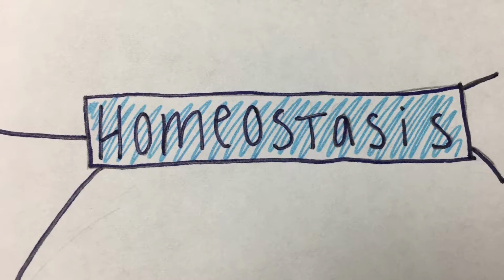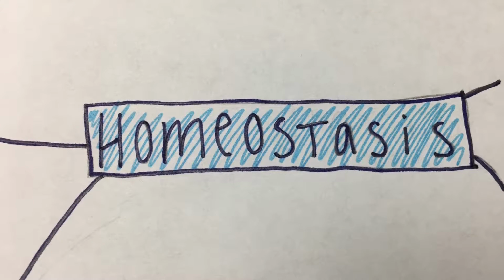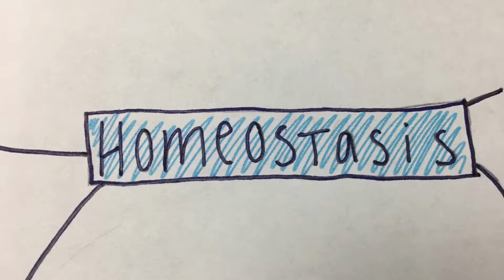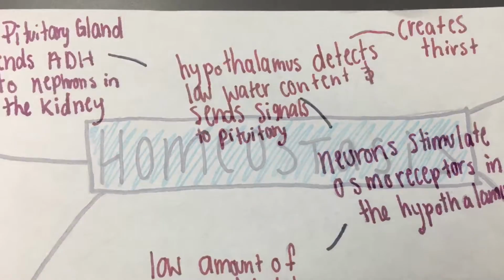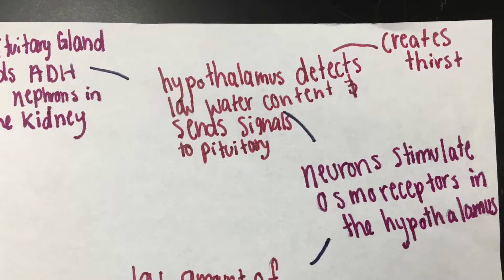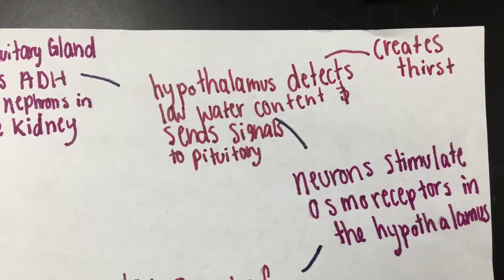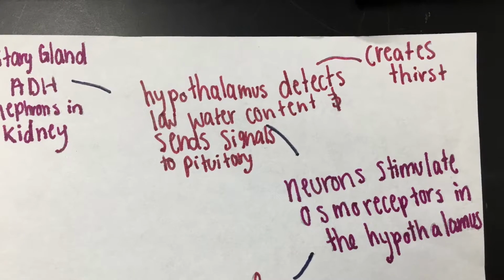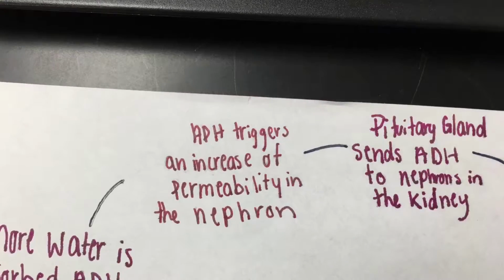When water balance is low and you're dehydrated, the neurons in your body receive that information and stimulate the osmoreceptors in the hypothalamus. Once these osmoreceptors are stimulated, the hypothalamus creates the feeling of thirst and sends signals to the pituitary gland to secrete ADH to the kidneys.